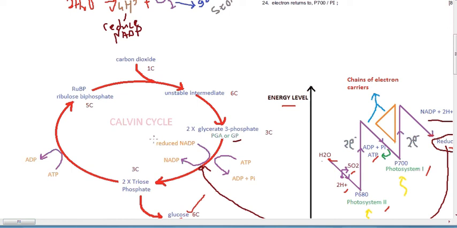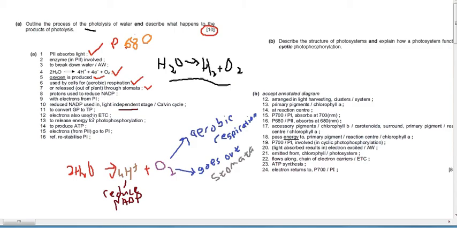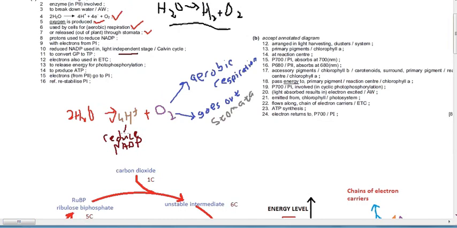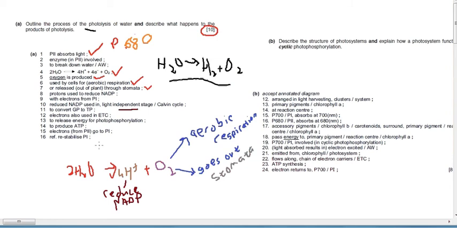It's not much to mention the whole thing, but I guess you get the concept that this reduced NADP from the light dependent stage comes and gets used in the light independent stage, okay? And then electrons are also used in the ETC. The electrons go into the electron transport chain to release energy for photophosphorylation to produce ATP. Electrons also go to P1, to restabilize P1.